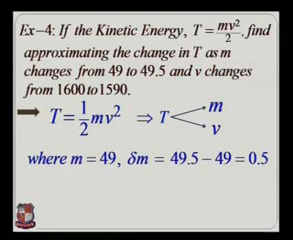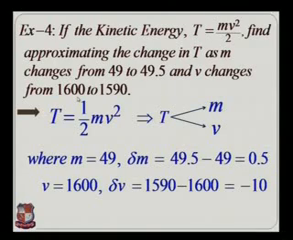The value of m is given, that is 49, and m also changes from 49 to 49.5. So, what is the change in m? That is the new value minus the old value. So, 49.5 minus 49, that will be 0.5. And v is given as 1600, that is the starting value, and if we find the change, then 1590 minus 1600, that will be minus 10. Okay. So, here m is given 49, v is given 1600, change in m is 0.5.